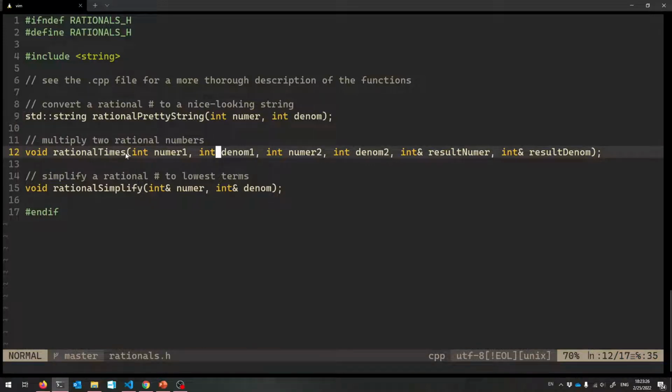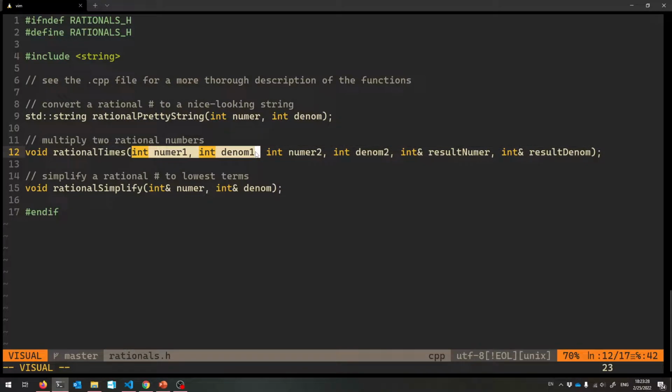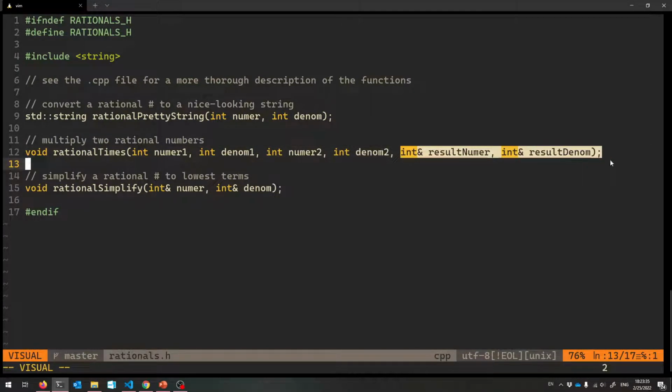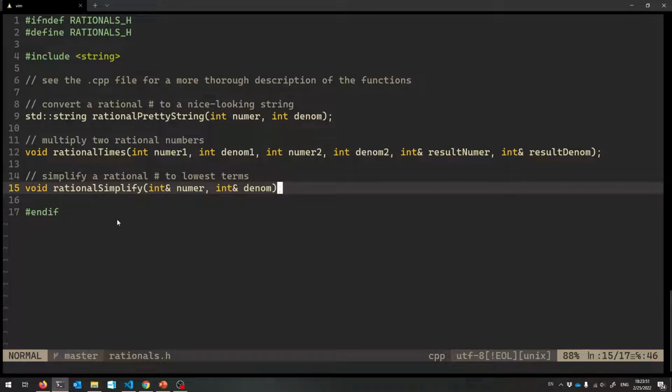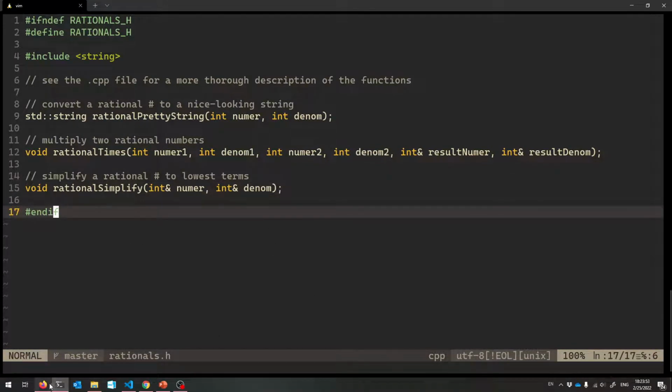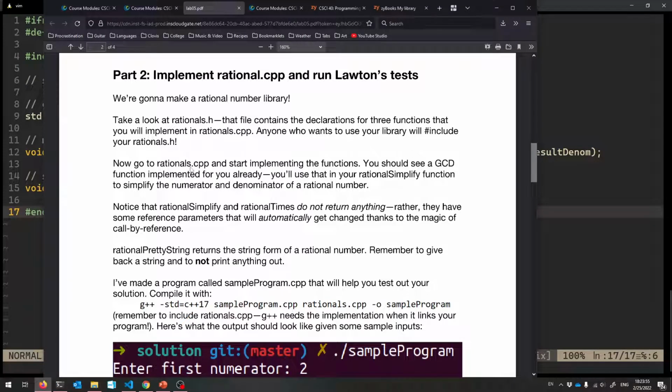If we want to multiply 2 rational numbers, we give the numerator and the denominator of the first one, the numerator and the denominator of the second one, and we have to output a rational number. The way that we can do that and return 2 things at once is with references, right? We can pass along references to the result numerator and the result denominator, and we'll set those based on this multiplication of these 2 rational numbers. Cool, huh?